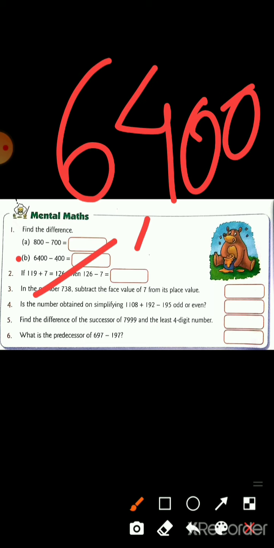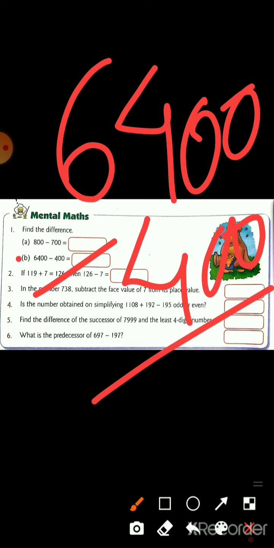Next one, 6400 minus 400. Normally, if you remove this 400 from 6400, it is equal to 6000. So it is equal to 6000.